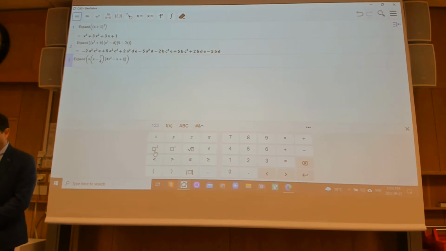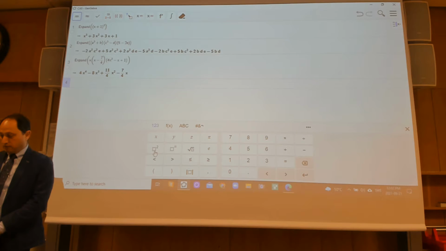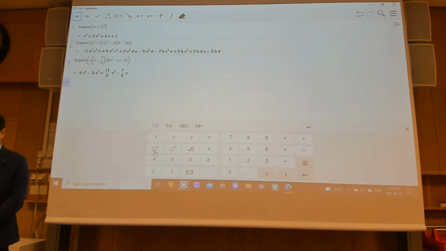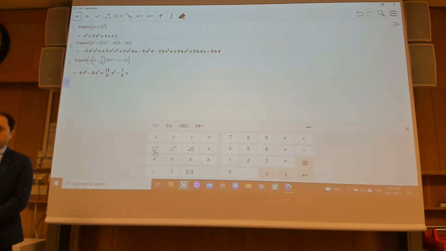Am I right? Hopefully you have the answer. Yes, very simple. So this is the answer that you're supposed to get: 4x to the 4 minus 8x cubed, 11 over 4x squared minus 7 over 4x. Yes?